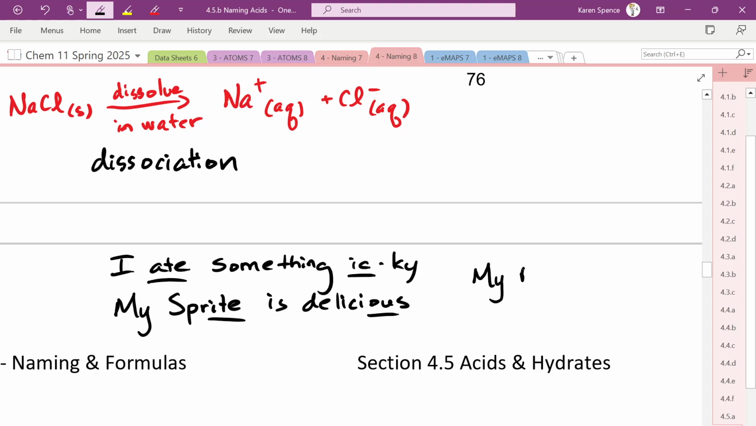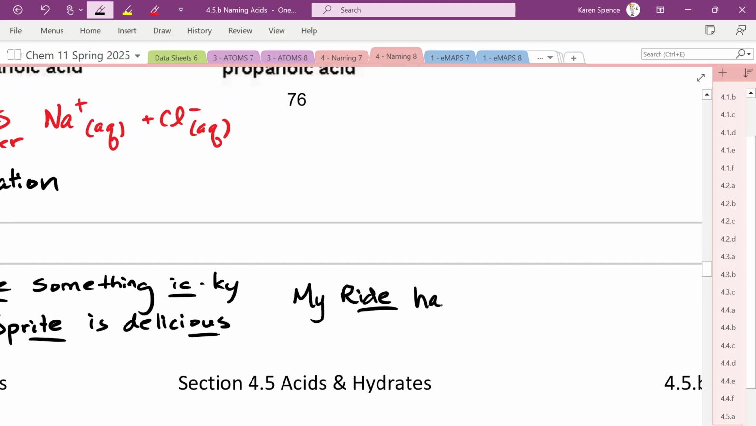My ride, because we have ide ions too, like chloride, phosphide, cyanide. My ride has hydraulics. So you need to put hydro on the front and ic on the end. So let's say we had phosphide. That's the P3 minus ion.